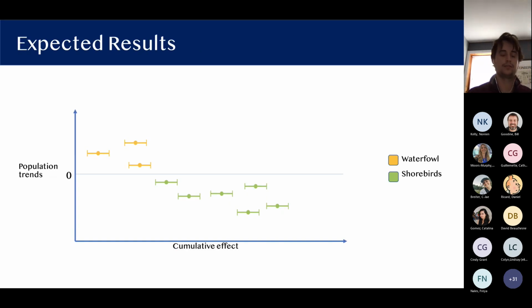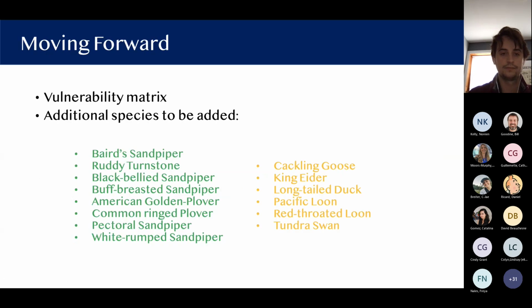So with that in consideration, we'd expect to see a scatter plot similar to this with cumulative effect on the x-axis and population trends on the y. Waterfowl would likely, well, we do know that they have positive demographic trends, and they are likely exposed to lower levels of cumulative effect, whereas shorebirds are likely exposed to higher levels of cumulative effect, but as we know, they have negative population trends.